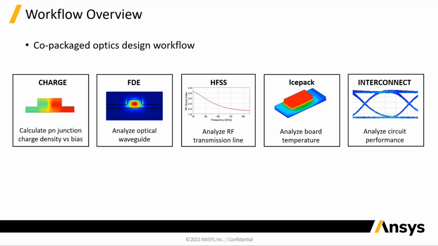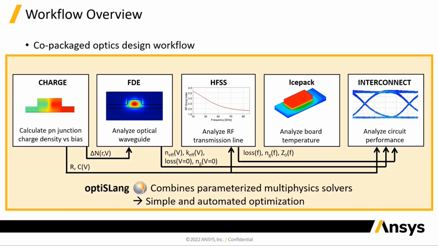We also use optiSLang to do the co-optimization of the tools' performance before we feed all the data into INTERCONNECT. Once the circuit is built with all the components, we will use Icepak to run the thermal analysis on the design board to get the thermal map, the temperature map. We then use INTERCONNECT again to run the circuit analysis. This analysis will analyze the performance and find the best allocation place to put the optical components.